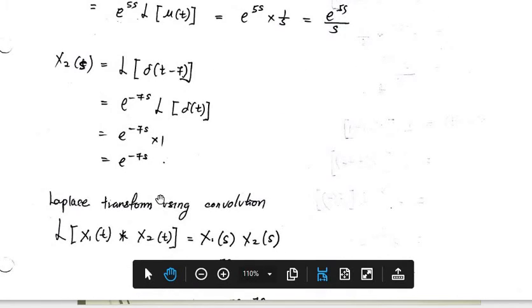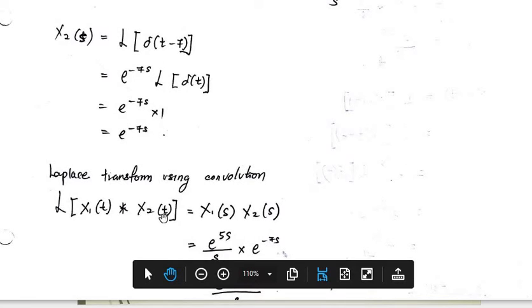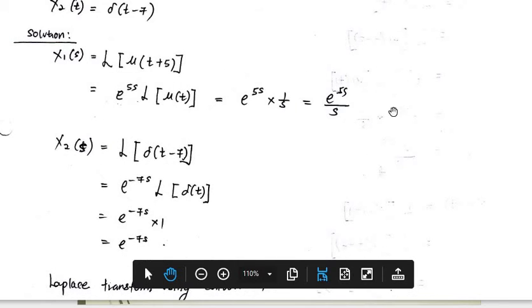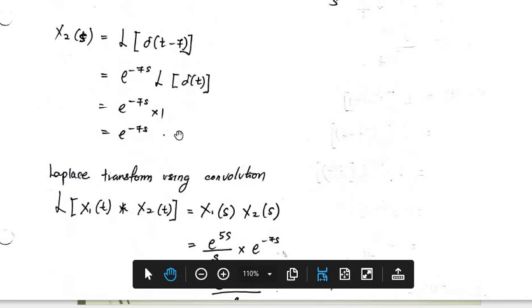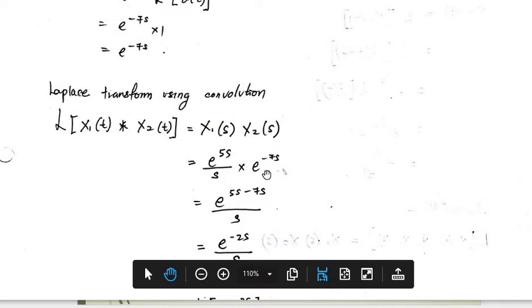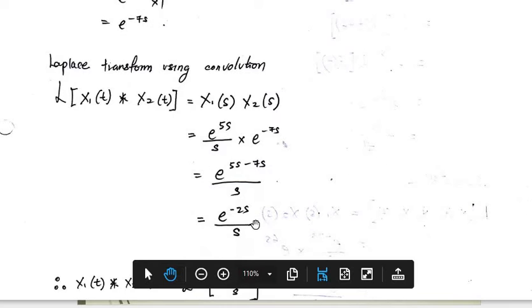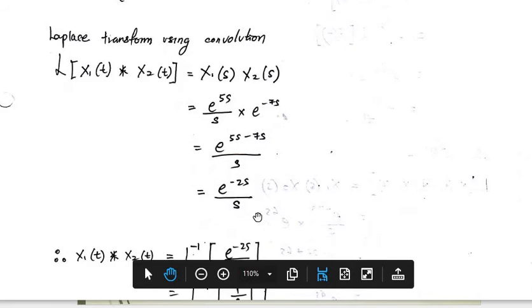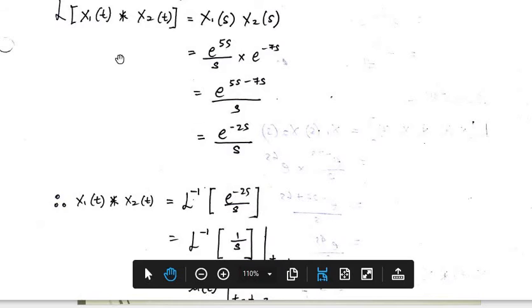So you get the exponent negative 7s. So convolution in the time domain, x1 convolved with x2, is equivalent to X1(s) multiplied with X2(s). Just now, for x1 you get exponent 5s over s, and for x2 you get exponent negative 7s. So you just multiply, and then you simplify it, you get exponent 5s minus 7s, which gives exponent negative 2s over s. And this is the convolution of x1 and x2.